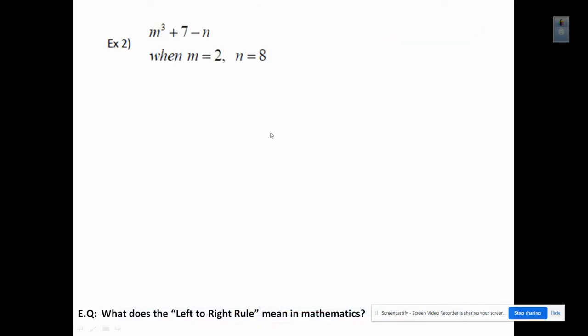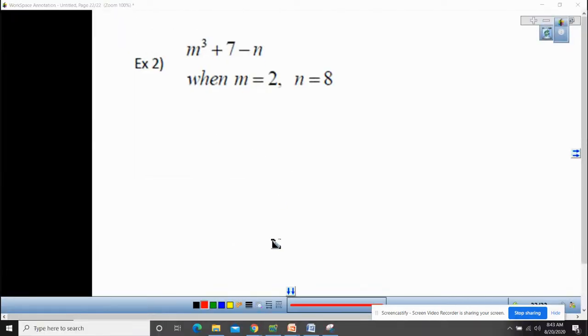We should be on number 2. If you don't have the notebook, you would need to be writing this down on your piece of paper and transferring it over to your notebook. It's going to come up again. Here we go.